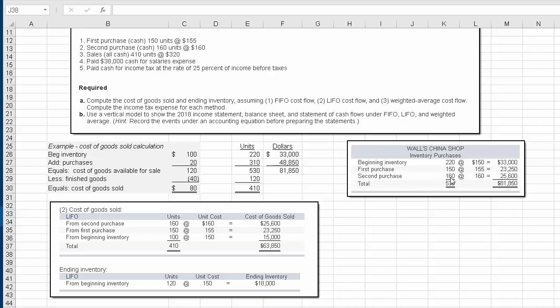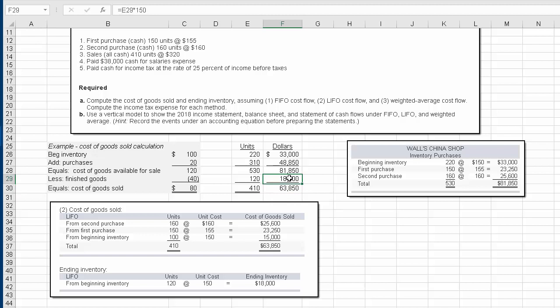160 units of the 410 units sold came from that layer. 150 came from here. But I can simply look at the beginning inventory and say, there's 120 left. We had 220. It all came out of that layer. So that value would have to be equal to 120 times the 150 value. And once we have that, I can simply force the cost of goods sold number, which becomes 63,850.